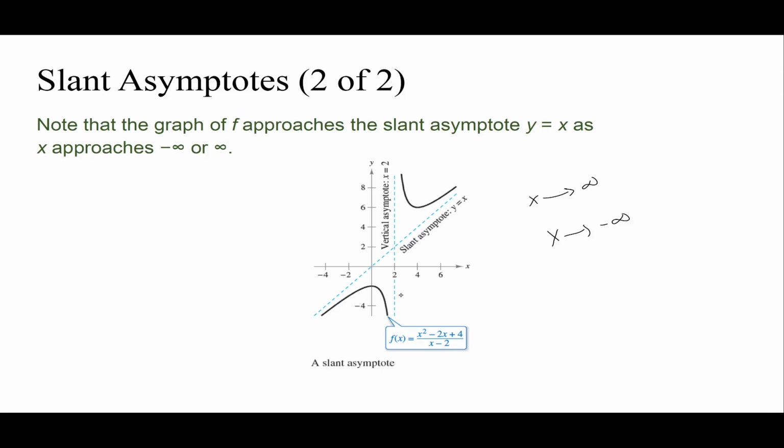So after plotting this slant asymptote, we can sketch the graph more accurately. Sometimes a horizontal asymptote is not possible, but a slant asymptote could be possible like this.